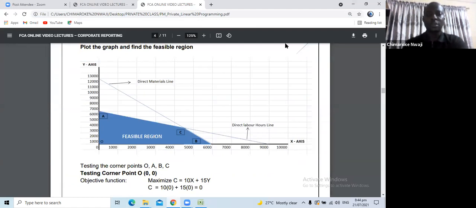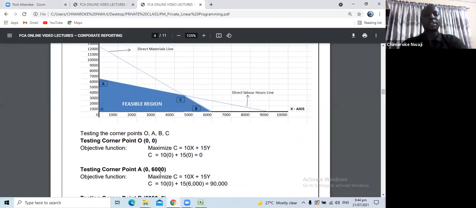Okay, so let's go back to our screen. Very good. So now that we have it here, let's test the corners. We are testing O, corner A, corner B, and corner C. So let's test corner O.